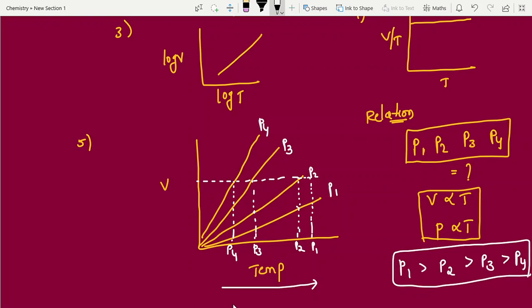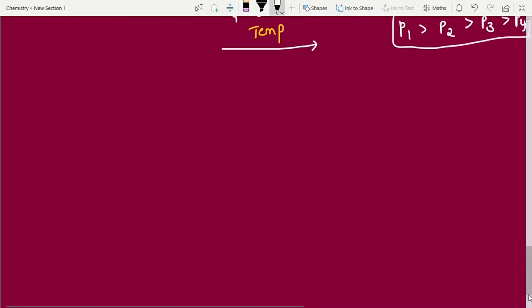That's it, students. Any logic you can take. Either you can take volume directly proportional to temperature or pressure directly proportional to temperature. Pressure directly proportional to temperature, easy shortcut for you. Okay. Now, next one. I am giving some numericals here.